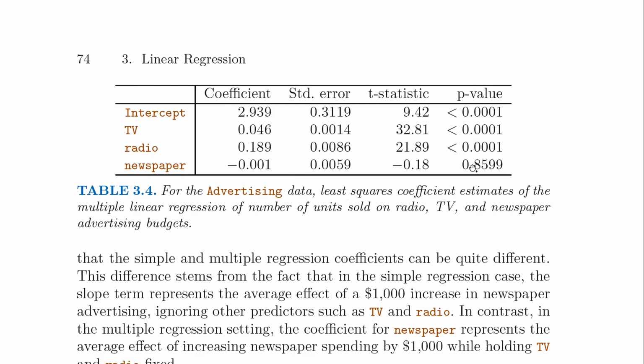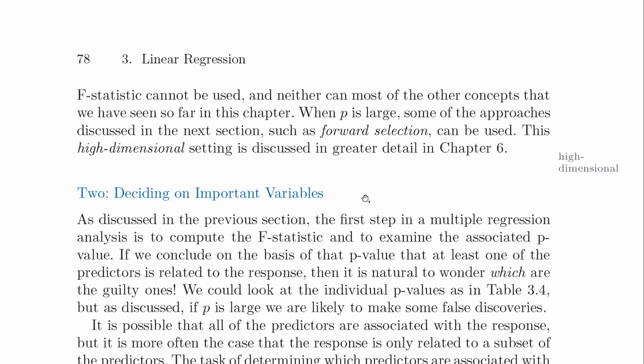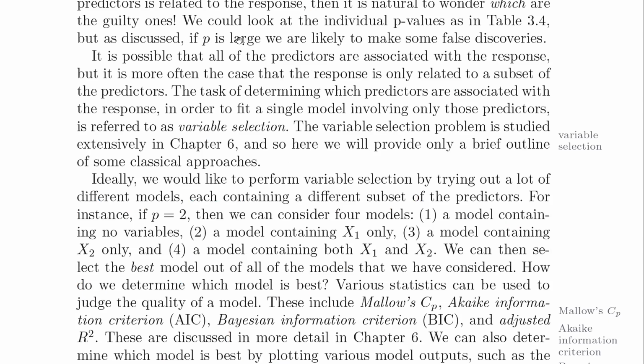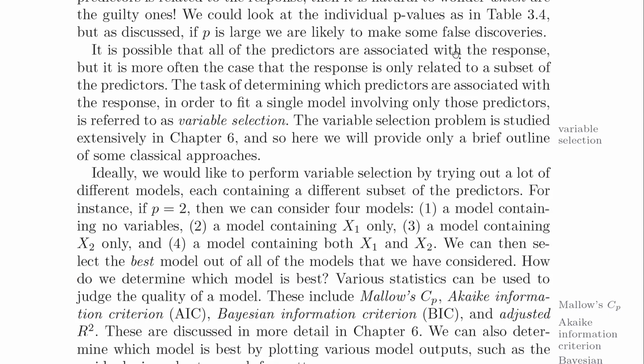For example, newspaper, as we've already discussed, might not be relevant. You can just remove it from your model. And what have we just said? If P is large, we are likely to make some false discoveries. Just think of that XKCD comic. It is possible that all of the predictors are associated with the response, but it is more often the case that the response is only related to a subset of the predictors. So one way of doing it would be removing some of them, running the model again. Let's have a look.